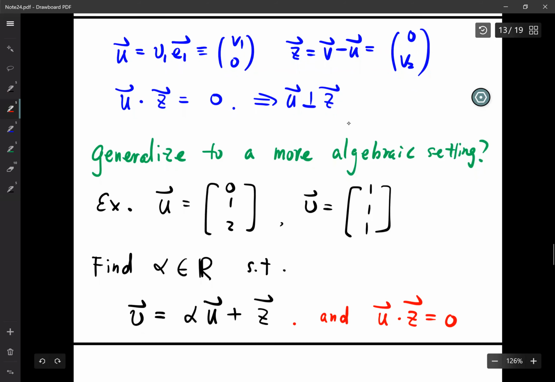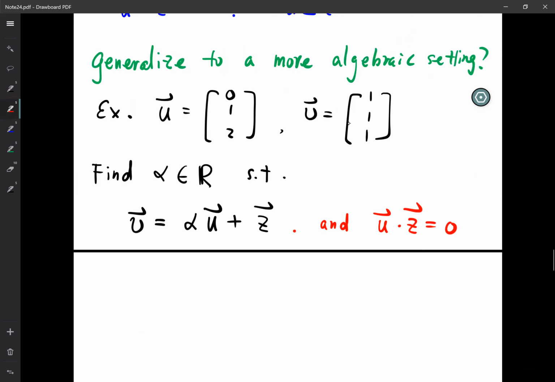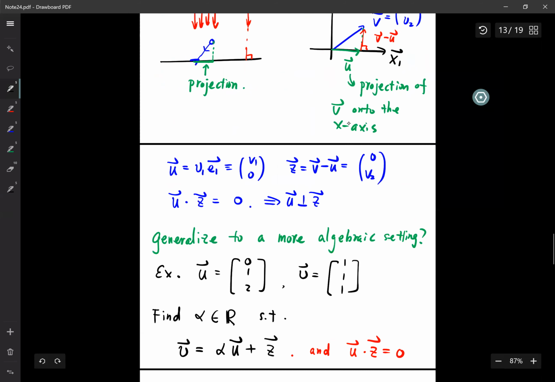I asked you to find alpha, but I didn't tell you what z is, so you essentially also have to find z. If you compare this example, we haven't said how to solve this, but you can see this must be a generalization of the previous one. We went from R2 to R3. U plays the role of x1, but this is no longer a special vector. It's just some arbitrary vector. Alpha plays the role of this coefficient v1, and z plays the role of the difference between v and alpha u. Any question? Everyone understand what the goal is?